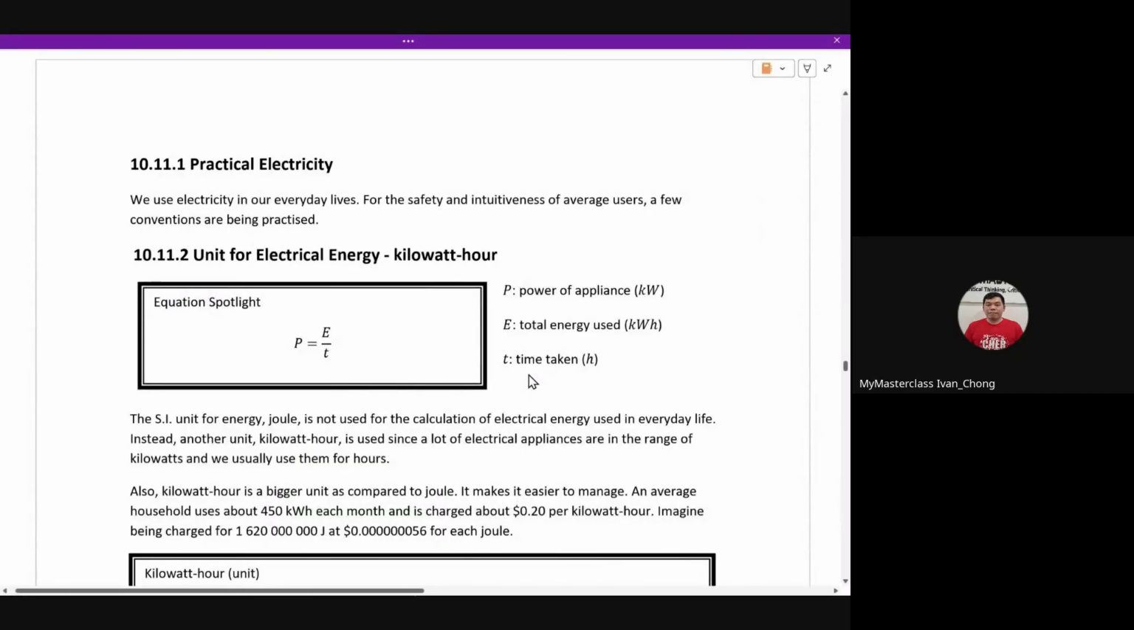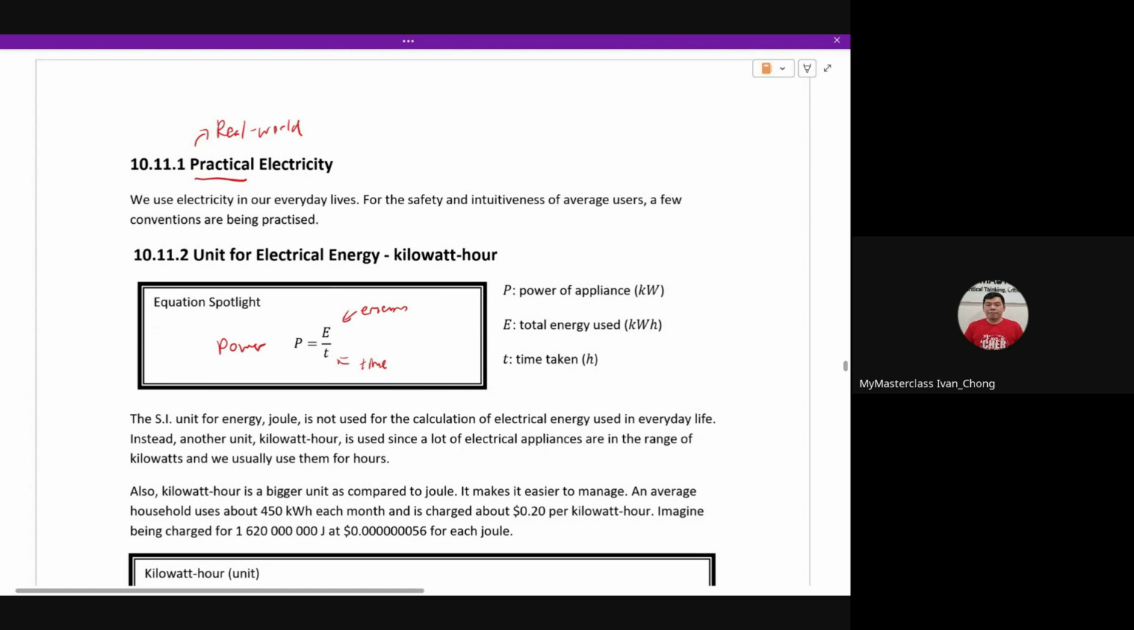So for the next section, we're going to talk about practical electricity. Now, this is actually not the lab practical. This is like saying real world electricity. Okay, so in the real world electricity, we know that electrical power, so this is power, this is energy, and this is time.